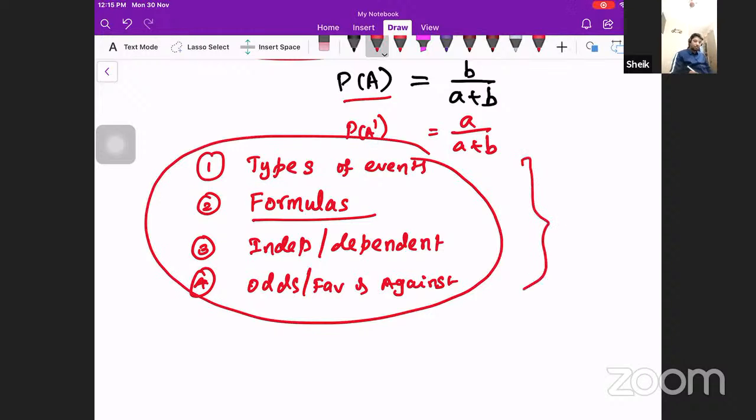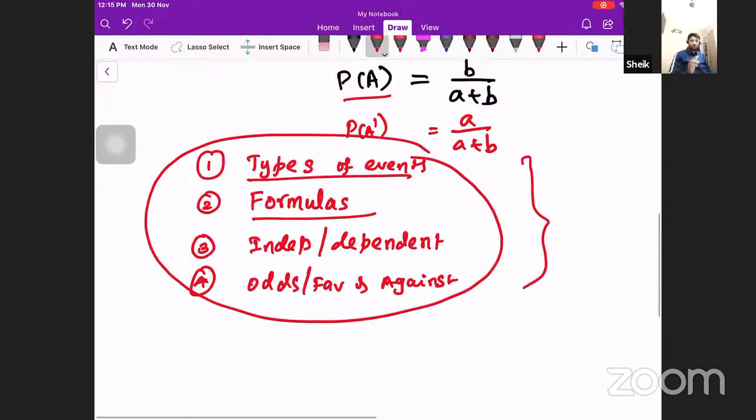So far in probability, at least to score minimum marks, please learn at least this much and go. I think it will give very good marks. Rather than going for difficult questions, let us start with these: types of event, formulas, independent and dependent event, odds in favor and odds against. At least this much you learn.